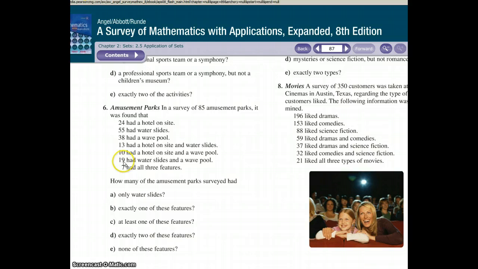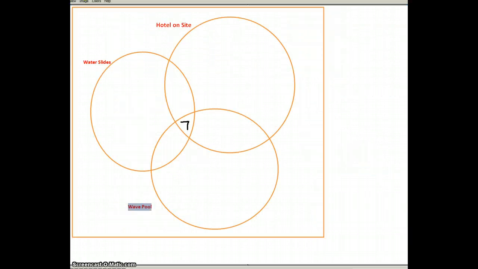We have 19 that has water slide and wave pool. So this whole area here should be 19. We already used 7. So what is 19 minus 7? 19 minus 7 should be 12.